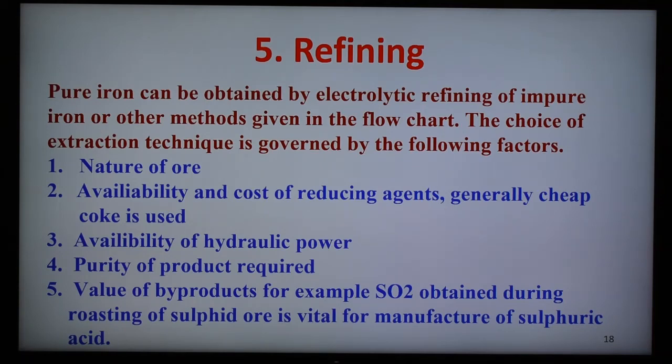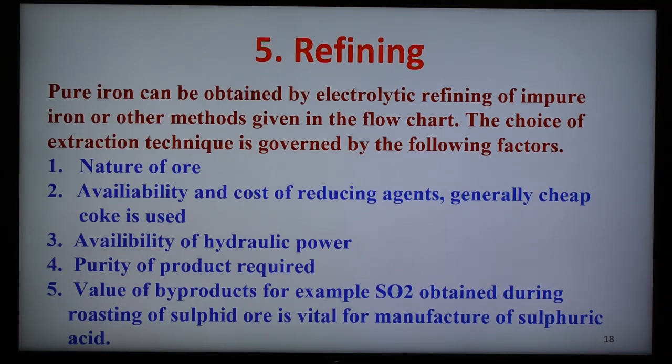And as we know, metal obtained by any of the above methods still contains some impurities: other metals originally present in the ore, unreduced oxide or sulfide of the metals, residue slag or flux, and non-metals like carbon, silicon, phosphorus. The process of removal of impurities from the crude metal is known as refining. So this is the refining process.